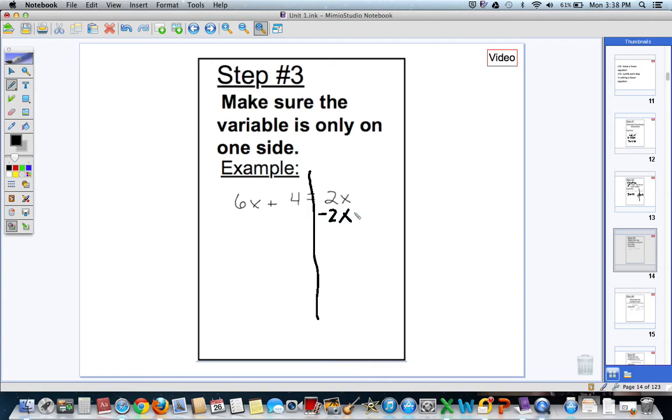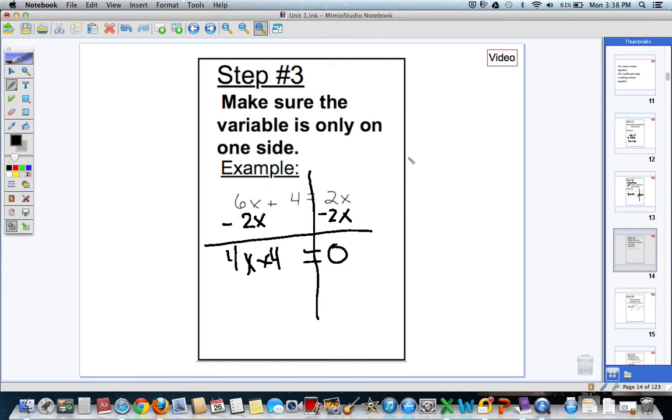Since we subtracted it on this side, we also have to subtract it on this side. We learned that from our subtraction property of equality. So when we do this, 2x minus 2x is going to give me 0x, and 0x is the same thing as 0. Over here, I'm now combining my like terms. I have a 6x minus 2x, which is going to give me 4x. I still have plus 4.